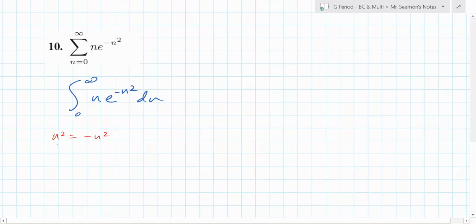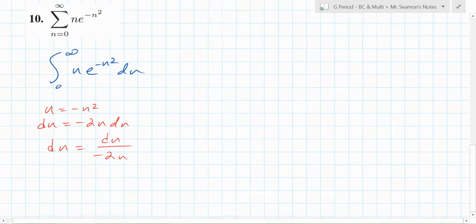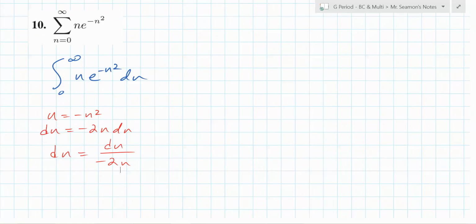-n squared. So, sorry, u should be -n squared. So what does du equal? -2n dn. So what does dn equal? du over -2n. So now what do you do once you've set that up? No. The method is called u what? So what should I do now? Substitute. Yes. So you take this, you plug it in, and what do you end up with?